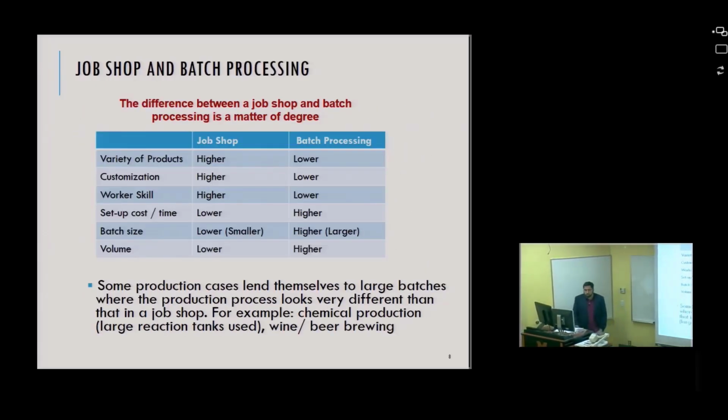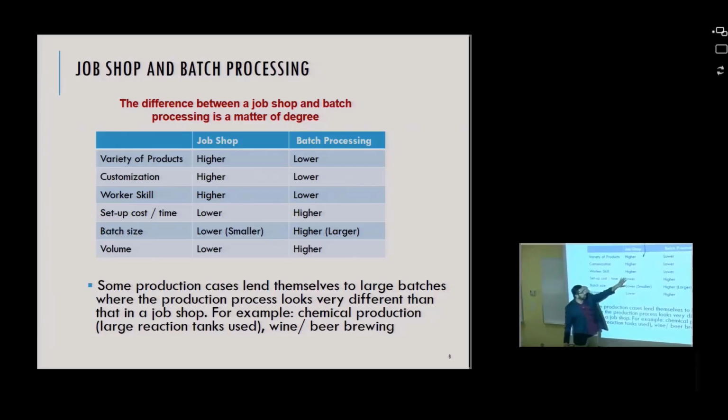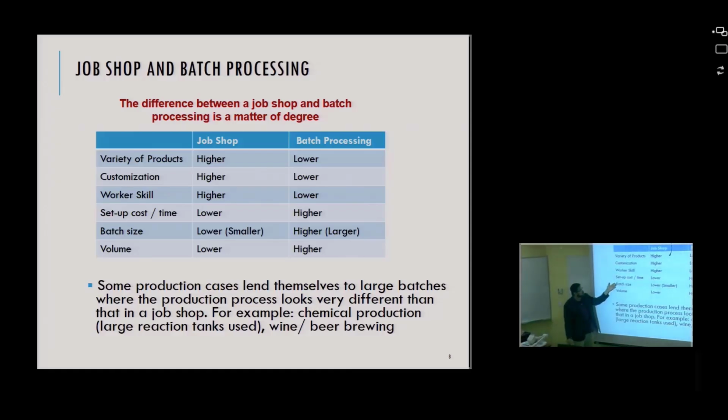Okay. Competitively, when do we call it a job shop versus batch processing? Job shops tend to have higher variety, higher customization, and higher worker skill. Batch processing will tend to have higher setup cost. Why? Because if the setup cost was really high, they would tend to go towards larger batch sizes and become batch processing. So this can sometimes drive the difference between the two. Job shops will still have some batching, but often their batch sizes will be smaller because each order is customized. They can't have bigger batches. And the total volume per product will also tend to be higher for batch processing than a job shop.